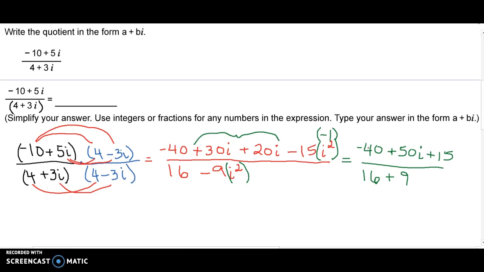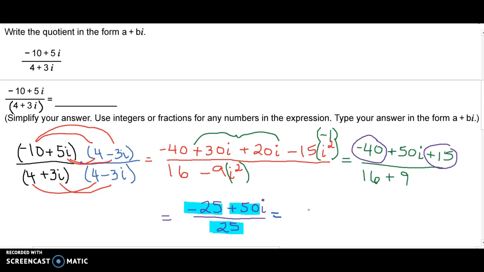Now we're going to put the real number on top with the real number on top. So from there we have negative 25 plus 50i divided by 25. Now from here we have to separate out the denominator. We're going to put the negative 25 over the 25 and then separately the 50 over the 25.